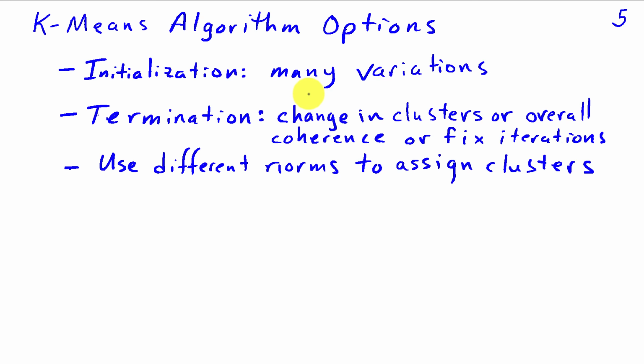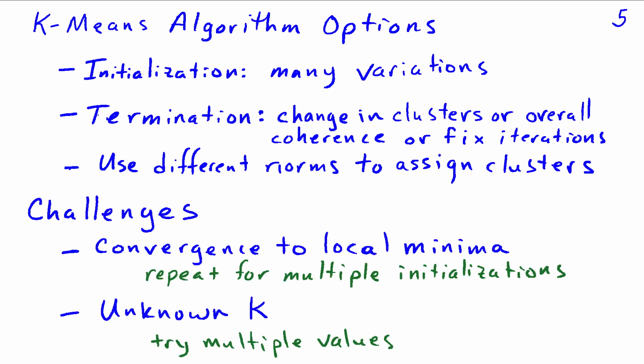You can use different strategies for termination. You can measure whether the clusters are changing and stop iterations when the clusters no longer change. You could look at the overall coherence and decide that if the change in the overall coherence from one iteration to the next is below a certain tolerance, you're going to stop. Or you could simply decide you're going to use a fixed number of iterations. Yet another variation is to use different norms when you assign the clusters. Now, although the k-means algorithm is very simple and computationally efficient, there's no guarantee that it's going to converge to a global minimum. In fact, it often can converge to a local minimum.